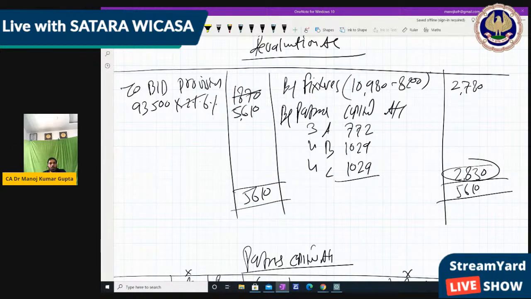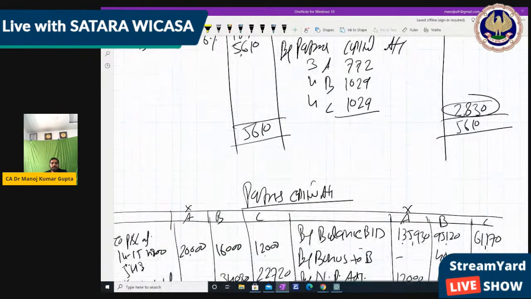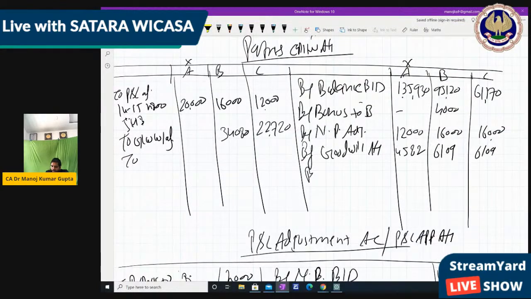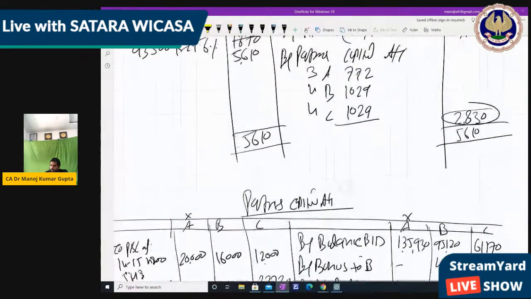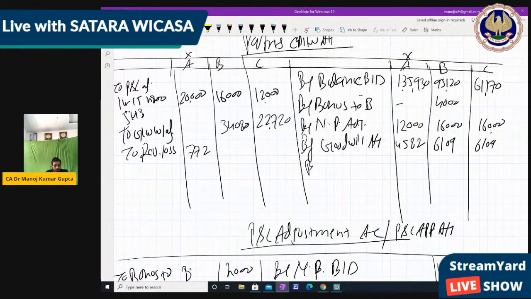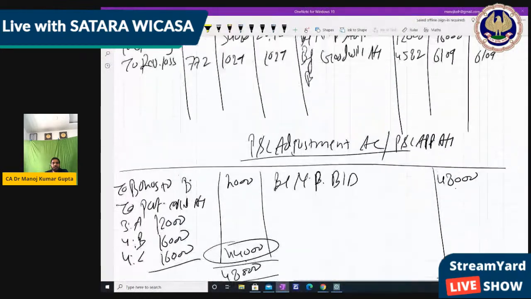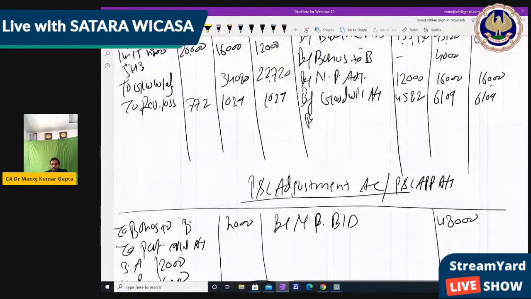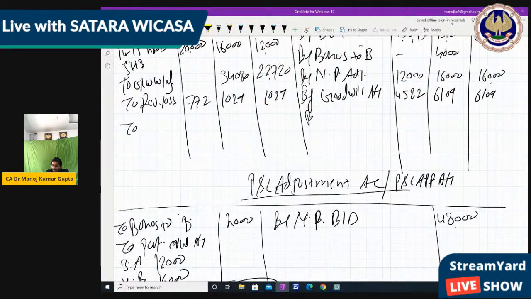So the valuation account is also done. Partners' capital account done. So transfer to partners' capital account, to revaluation loss: 772, 1029 and 1029. Done. Okay. Now the adjustment account is already calculated and already done. They want proportionate capital. I think there is no mention about proportionate capital.